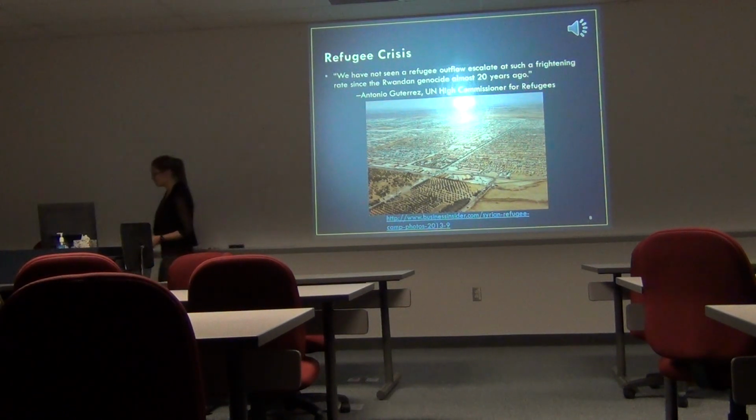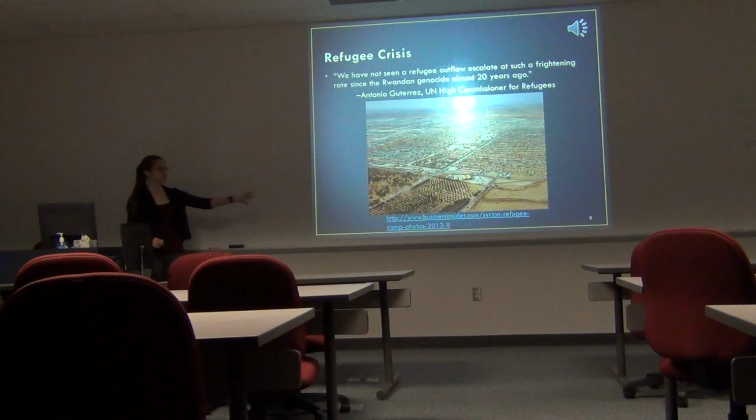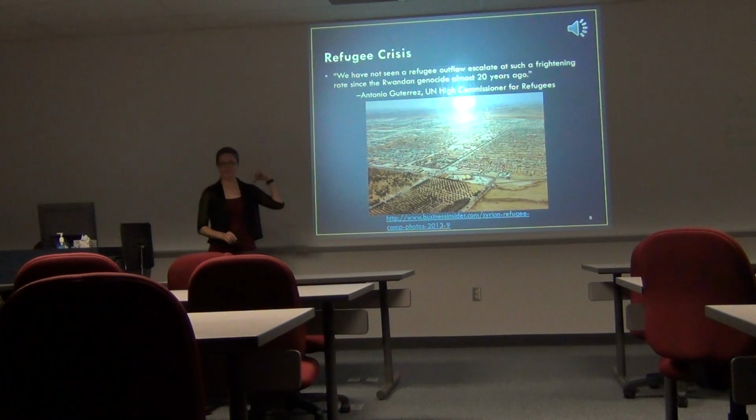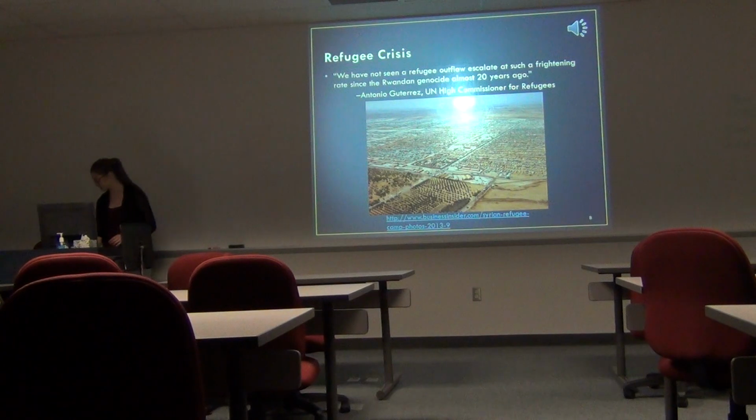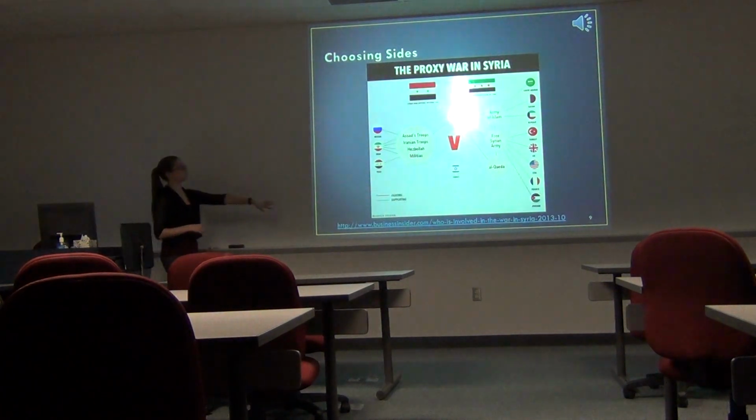By the way, in the last video we saw, the UN estimated that it would hit 3 million by the end of this year. They're already at 2 million. And they're estimating that by the end of next year, they'll be up to 5.2 million refugees out of Syria, displaced internally and externally. So, back to the war.